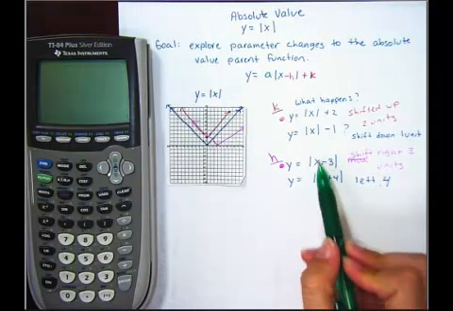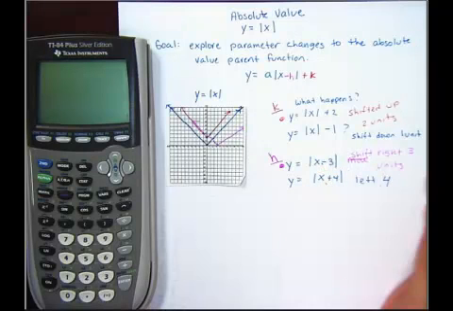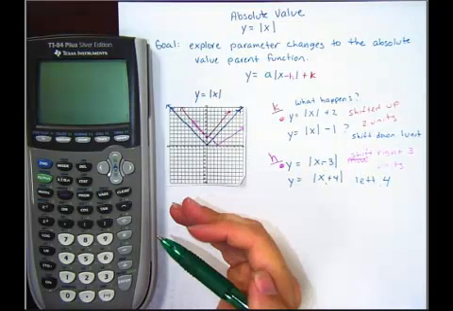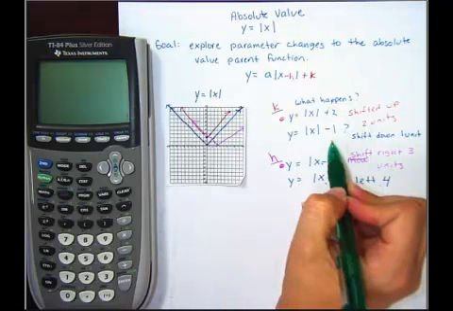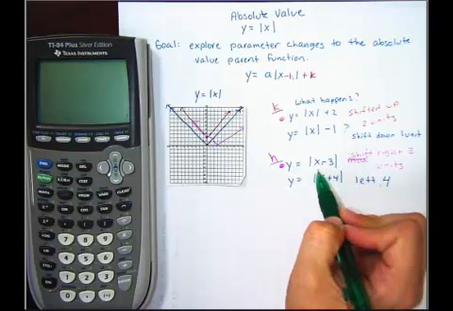But when we move to the inside of our absolute value bars, a minus actually shifted our graph to the right, and a plus shifted our graph to the left. So when we're outside the absolute value bars, it goes with our intuition, up or down. When we're inside, it goes right and left, opposite of our intuition.